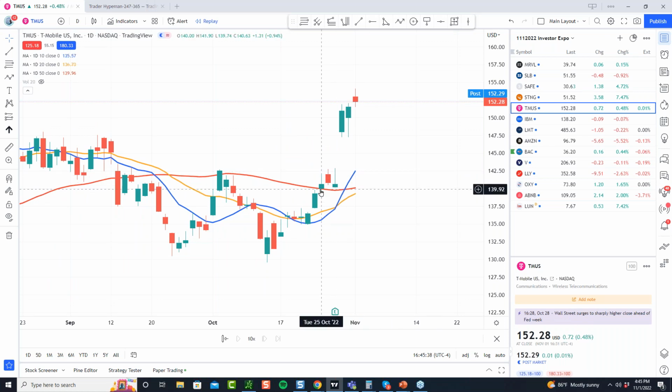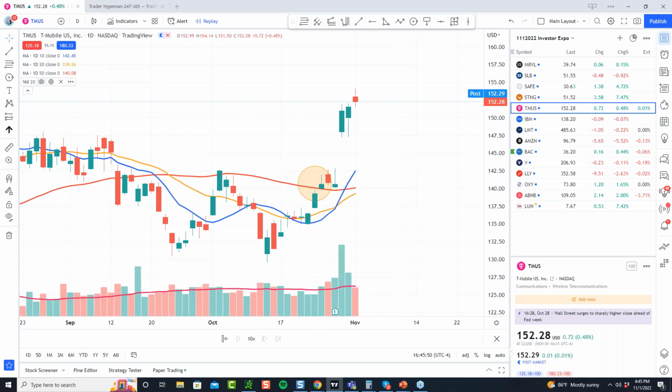This is a great example for T-Mobile. This reversal point just took place. Where we were below here, and then we just flipped above here on October 25th. Odds are, and of course, I was right.